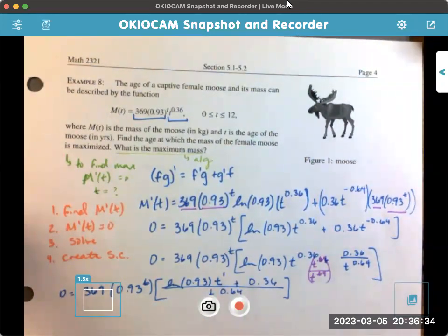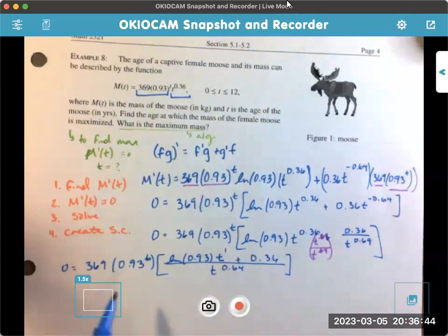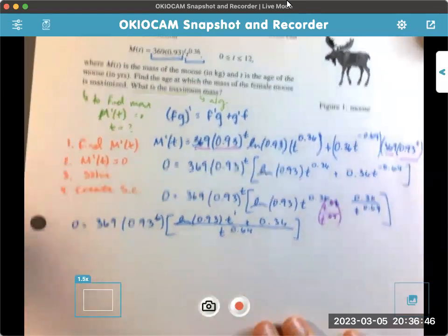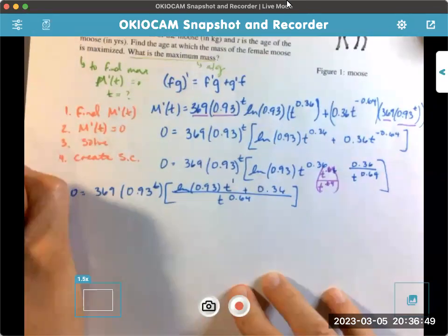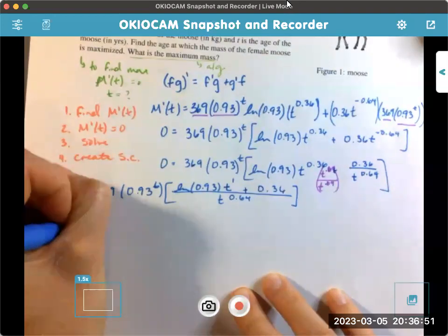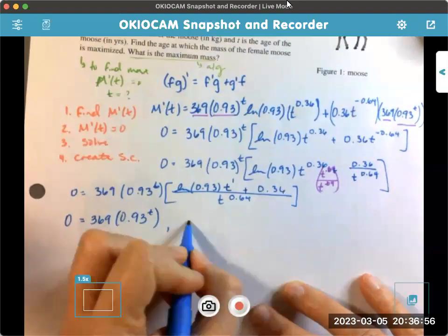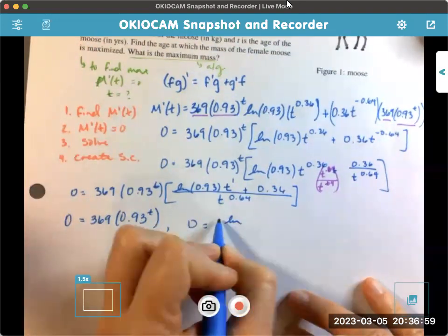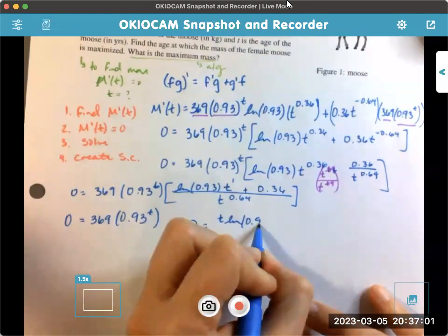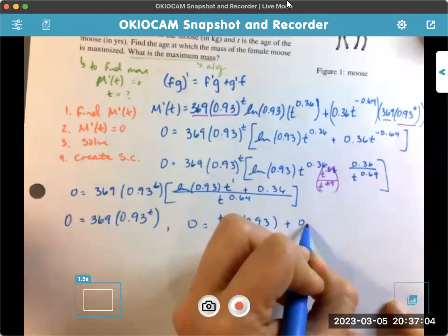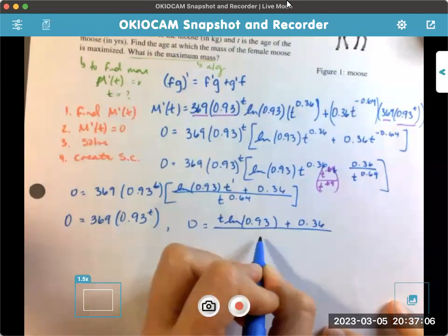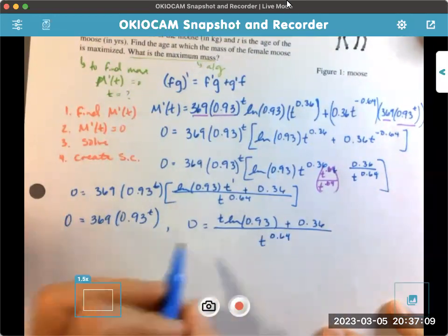Oh boy, oh boy, oh boy. Okay, so we're going to keep solving, but lucky for us, since we have a term times a term, we can split them off into their own. So 0 = 369 times 0.93^t, and 0 = the natural log, I'm going to say, t times the natural log of 0.93 plus 0.36 all over t to the 0.64.